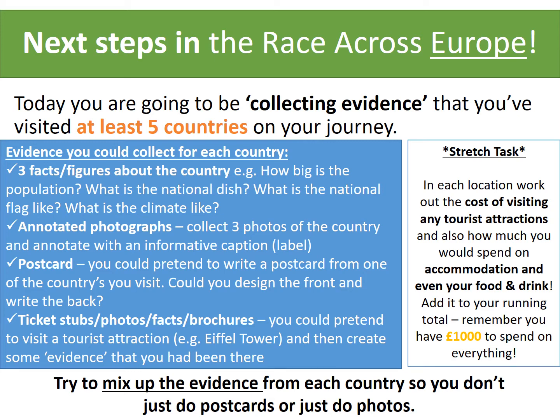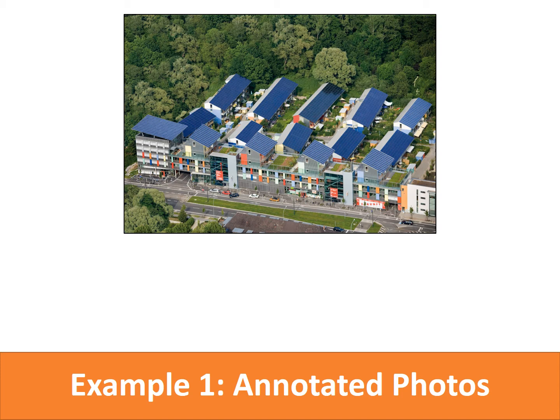Now, some examples of the type of evidence. So the first one is annotated photos, which is quite straightforward. This is Freiburg in Germany, and I've chosen Freiburg because we do a case study at GCSE about it. Now, Freiburg is famous for being very eco-friendly, and there's lots of things that the city does and has planned when it was being designed to make sure it was eco-friendly.